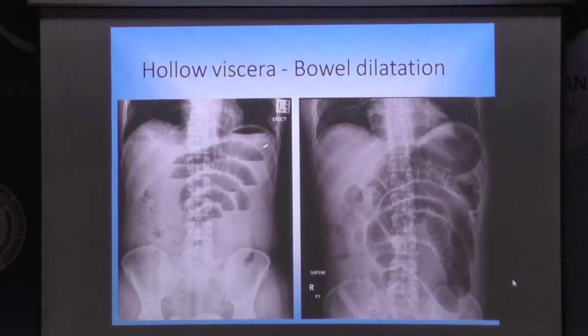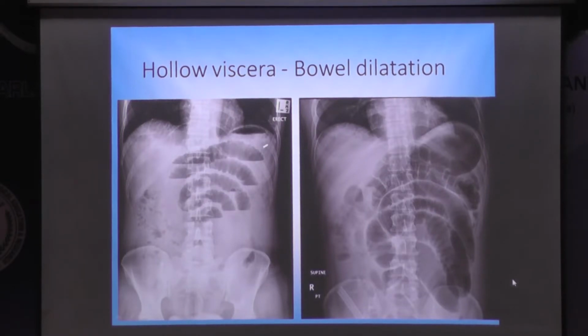Now, talking about hollow visceral issues, bowel dilatation. Classically, X-ray has been the mainstay of diagnosing small bowel obstruction, and even today X-rays are used to diagnose it. You diagnose it by seeing fluid levels on the erect abdominal X-ray and dilated bowel loops on the supine abdominal X-ray. The supine view is used to differentiate whether the bowel is small bowel or large bowel, depending on the picking up of valvulae conniventes or the absence of it. We differentiate between small bowel and large bowel obstruction.